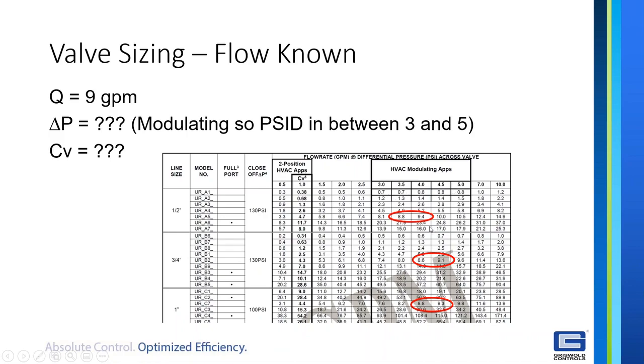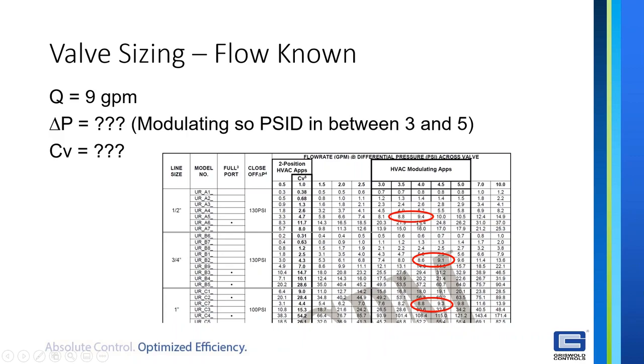So we're looking for 9 GPM, and we can see that we have a CV of 4.7, and so we'll be somewhere between 3.5 and 4 PSID to get 9 GPM. Same in the 3/4 inch size, we can find the 9 GPM and we can know that it's right about here in the middle. And so you can see we're still back with that 4.7 CV, 4.3 CV product.